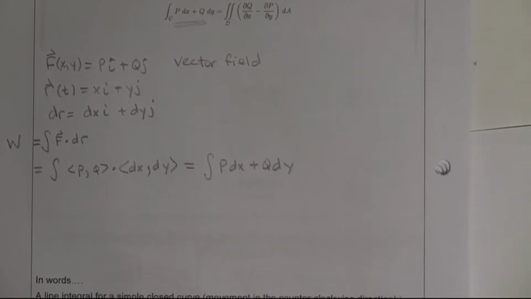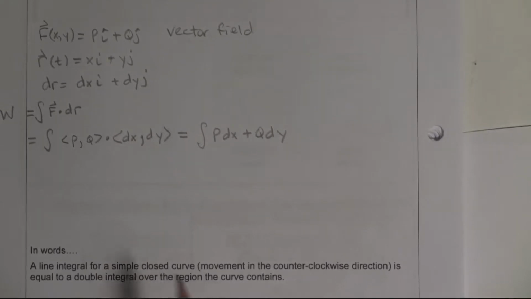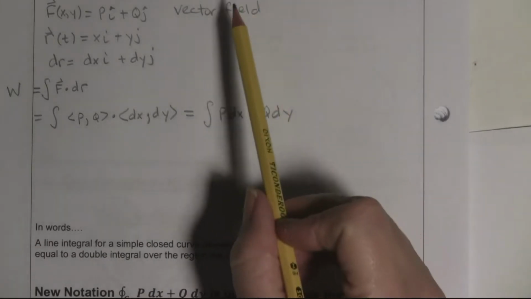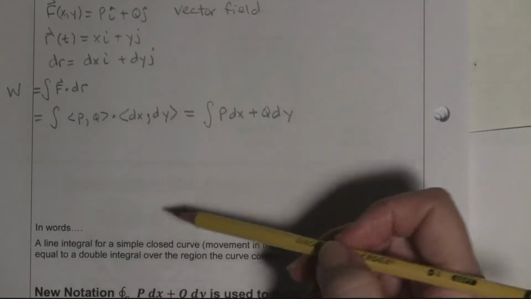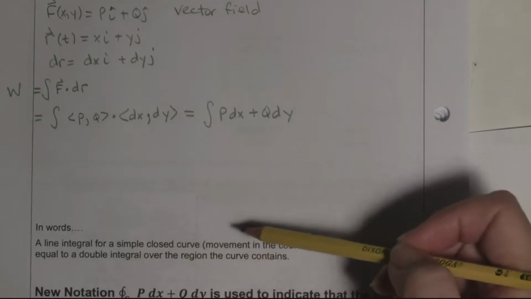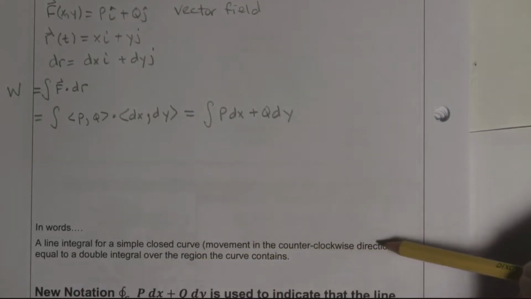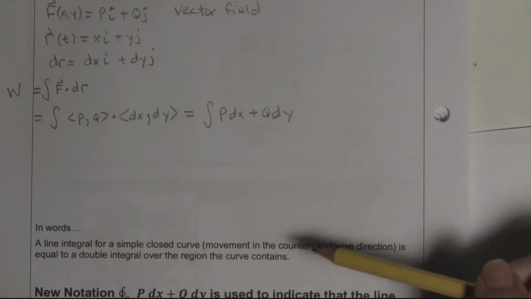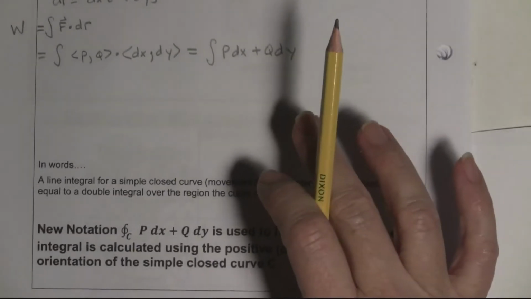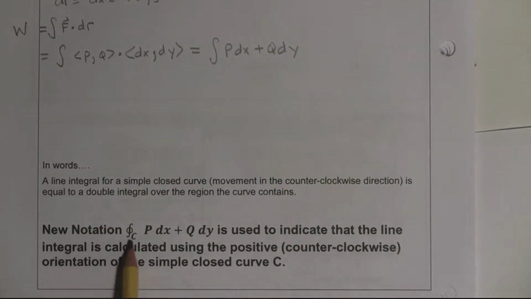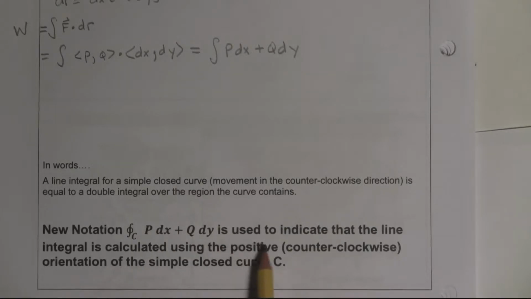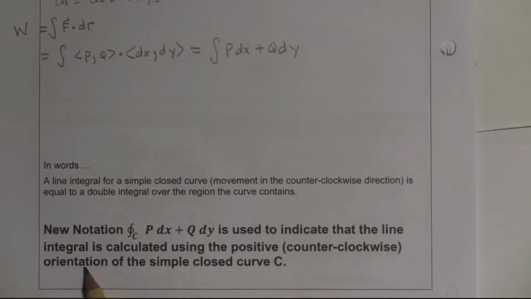Now I wanted to show you also, in words, a line integral for a simple closed curve, with movement in the counterclockwise direction, is equal to a double integral over the region that the curve contains. And then some new notation here: an integral with a circle on it is used to indicate a line integral is calculated using a positive orientation.